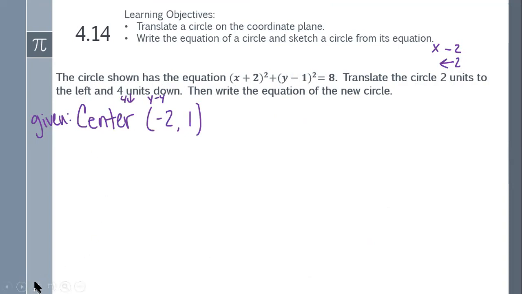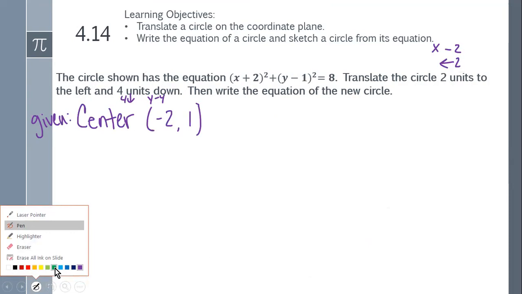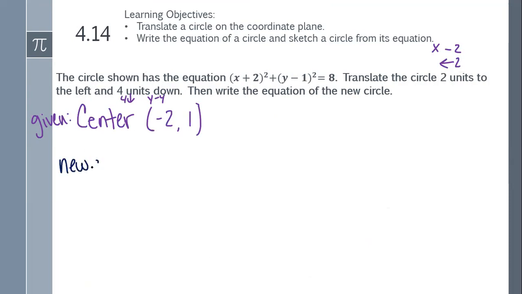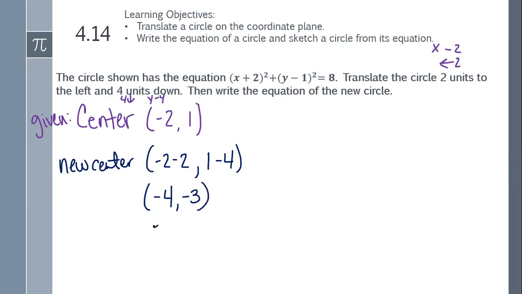So again, using my center here, my new center is going to be at -2, and I said subtract 2 to go left. 1, I'm going down 4, so minus 4. So my new center is at -4, -3. So there's H and K. Again, since it's an isometric image, my radius is going to stay the same. So R still equals the square root of 8.